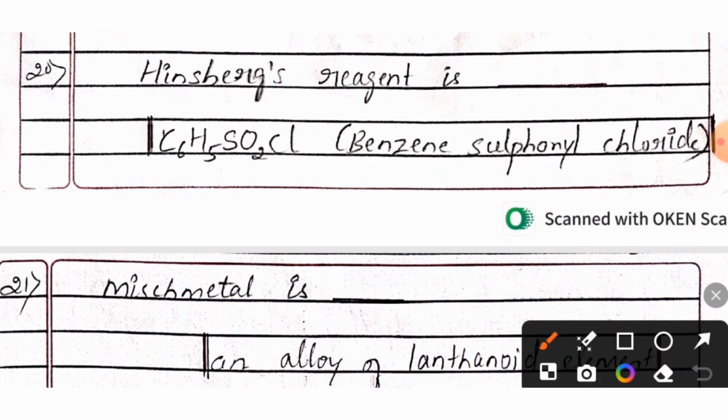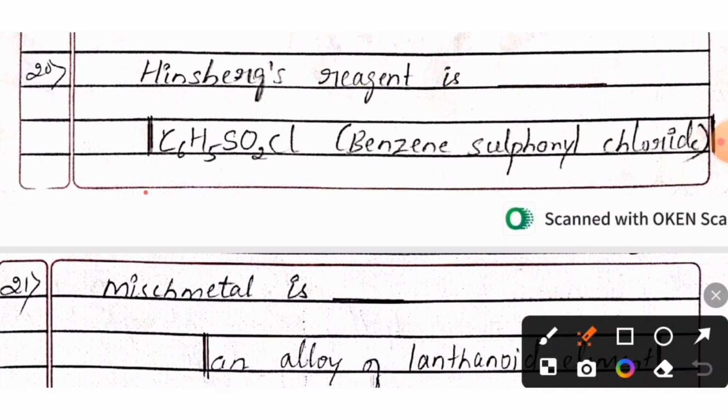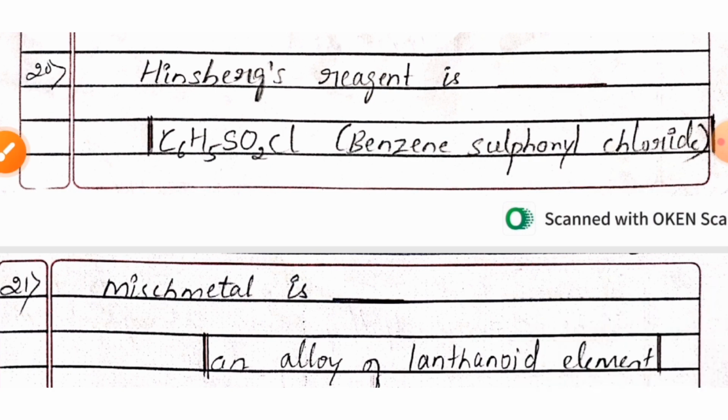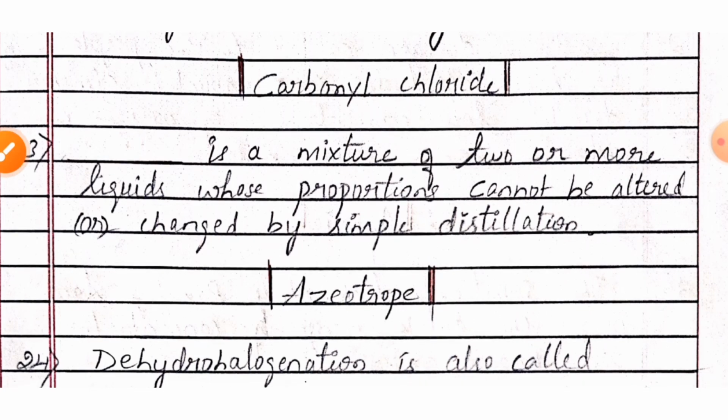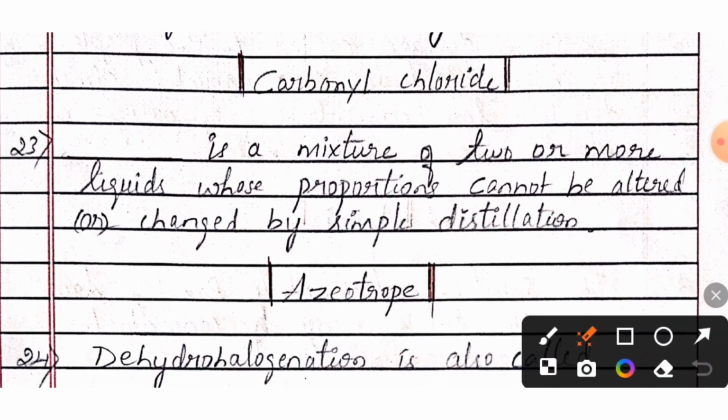Hinsberg's reagent is C6H5SO2Cl, that is benzene sulfonyl chloride. Mesh metal is an alloy of lanthanide element. Phosgene is commonly known as carbonyl chloride. Dash is a mixture of two or more liquids whose proportions cannot be altered or changed by simple distillation. Azeotrope.